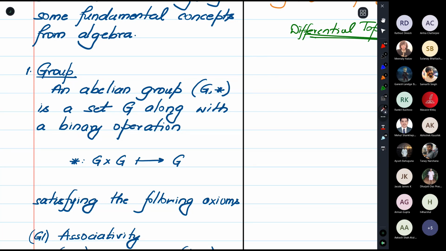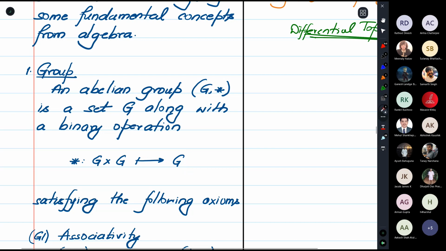Binary operation means that it is a function. Since it's binary, it means that you have to give two elements from G to it. So you give me two elements from G to this operation, and it will spit out an element in G again.